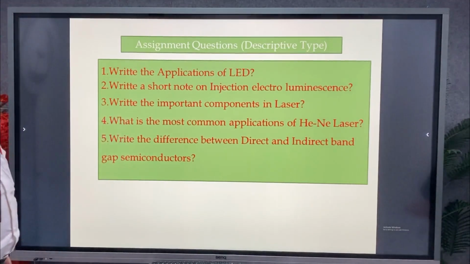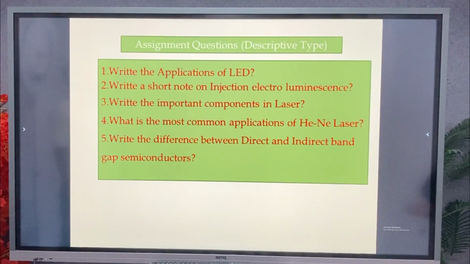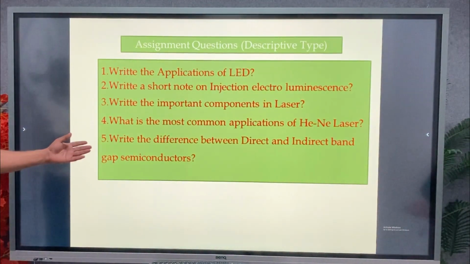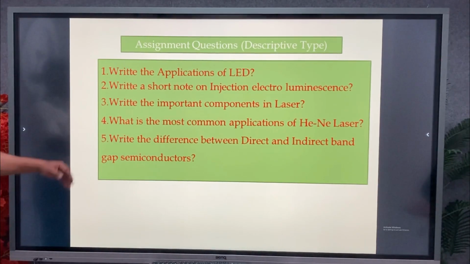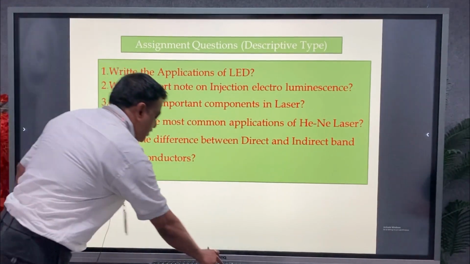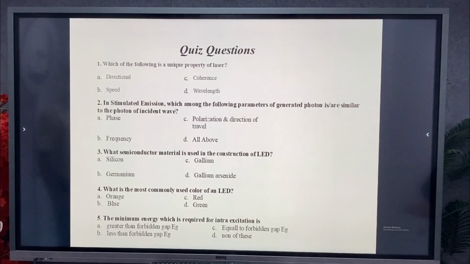These are assignment questions based on the descriptive concept. Write the applications of LED. Write a short note on injection electroluminescence. Write the important components of lasers. What are the most common applications of the helium-neon laser? Write the differences between direct and indirect band gap semiconductors. These are the descriptive questions. Next, assignment questions based on this concept.